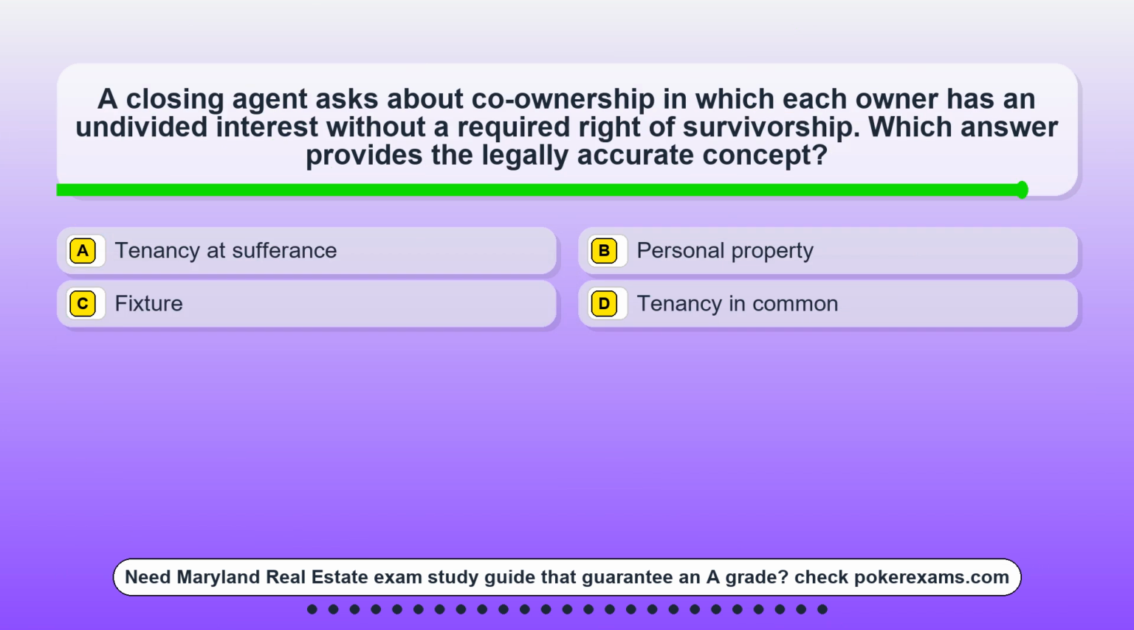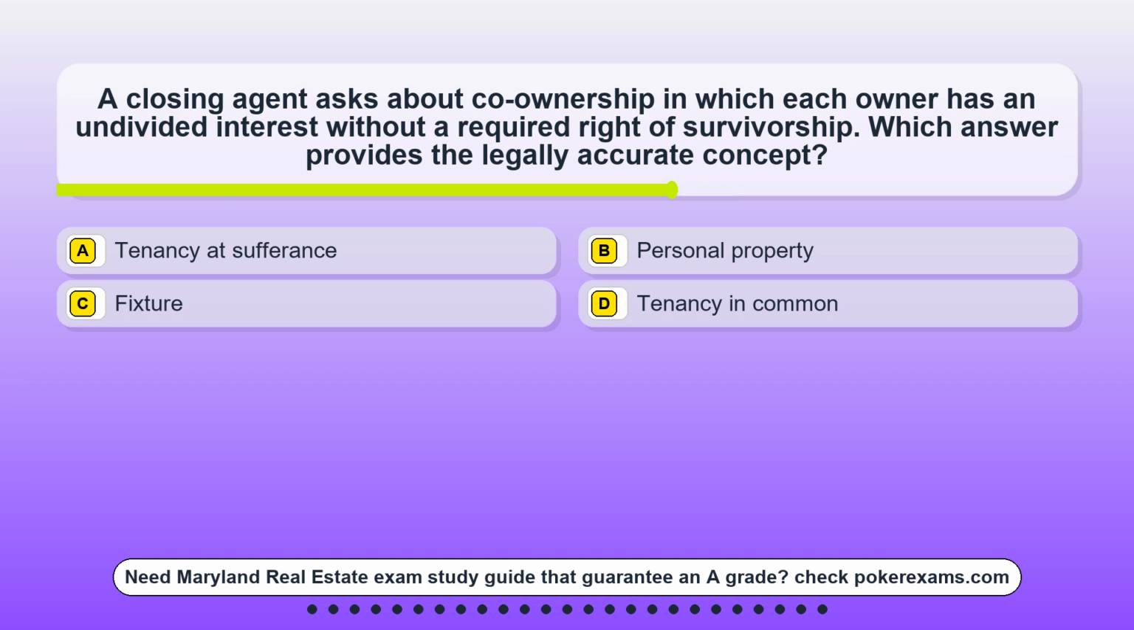Question 22. A closing agent asks about co-ownership in which each owner has an undivided interest without a required right of survivorship. Which answer provides the legally accurate concept? Option A, tenancy at sufferance. Option B, personal property. Option C, fixture. Option D, tenancy in common.